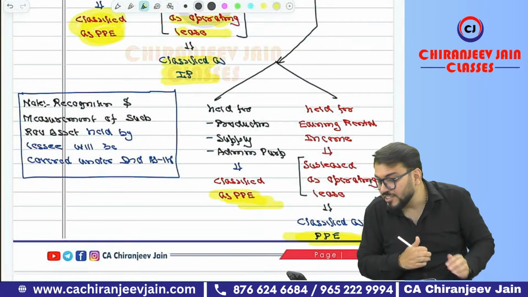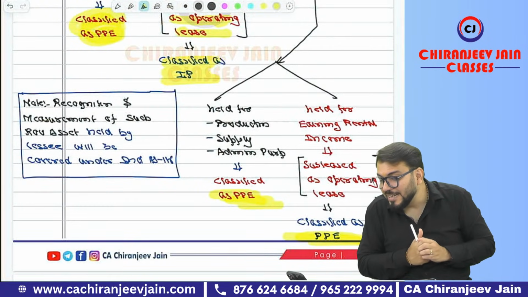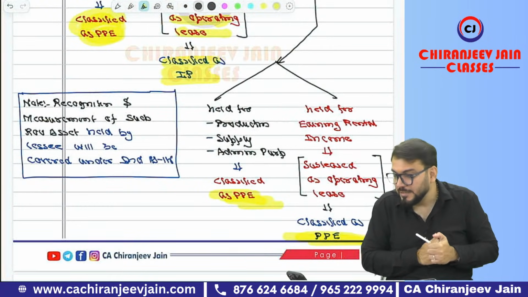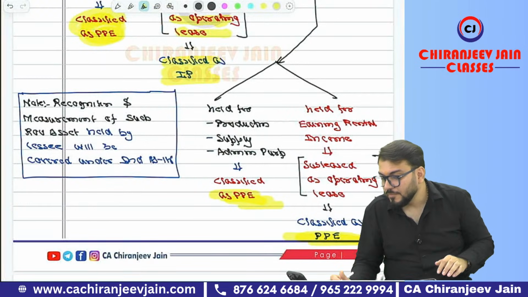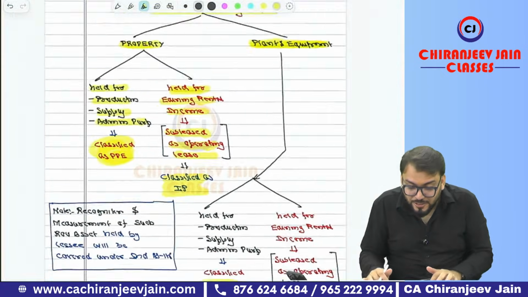Yes, sir. If a machine is given for rent, then Ind AS 16 shall apply. Yes, means that machine will be classified as property, plant, and equipment. Okay, sir. Have you understood this point?